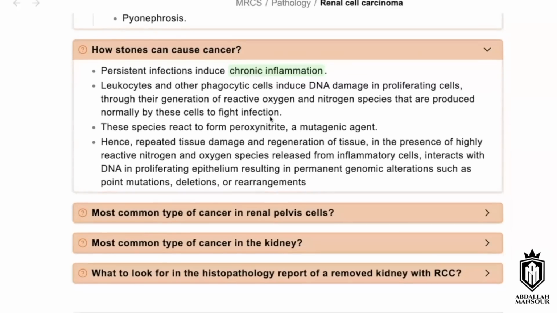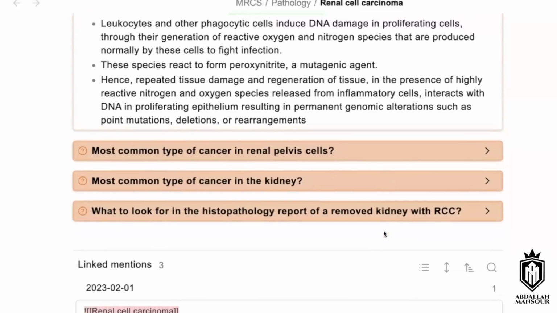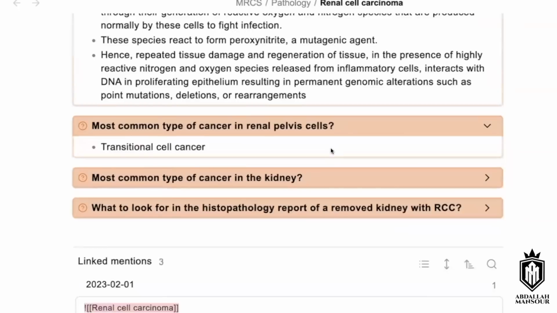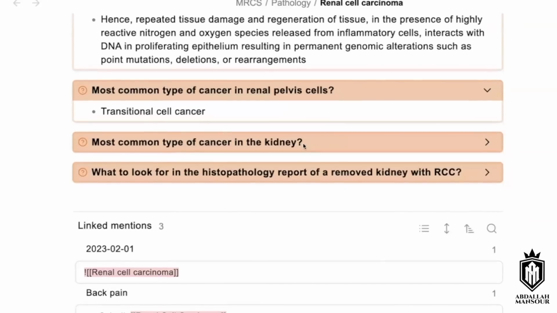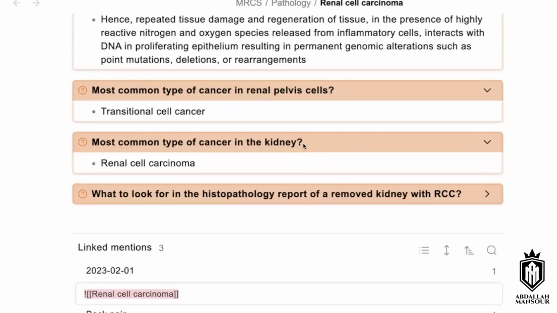What is the most common type of cancer in the renal pelvis? Okay, transitional cell carcinoma. All right, so renal pelvis transitional cell carcinoma, that's right. What is the most common type of cancer in the kidney? It's a clear cell carcinoma. Say again? Clear cell carcinoma. That's right. It's renal cell carcinoma, and the subtype is the clear cell carcinoma.